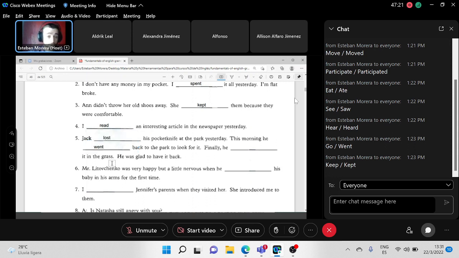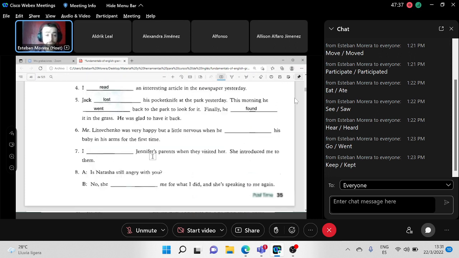Went is a past tense of go. Go is in the present. Went is in the past. This is an irregular verb. He went back to the park to look for it. He finally found. Okay, found it. Found it in the grass. He was glad to have it back. So found is a past tense of find. Find is in the present and found is in the past.